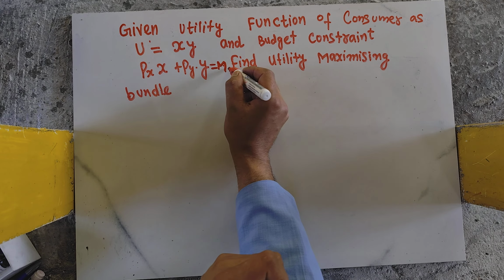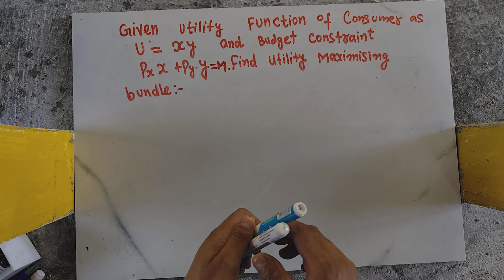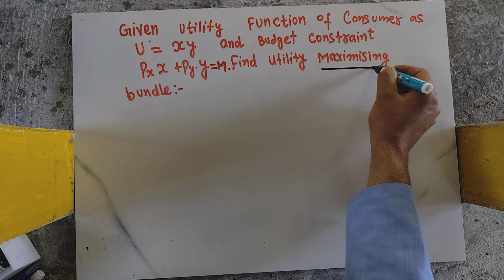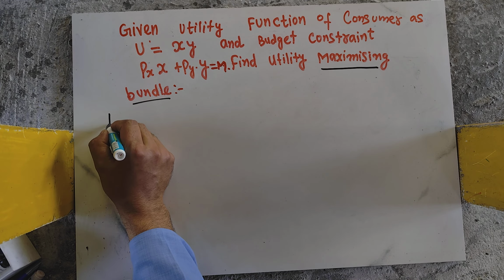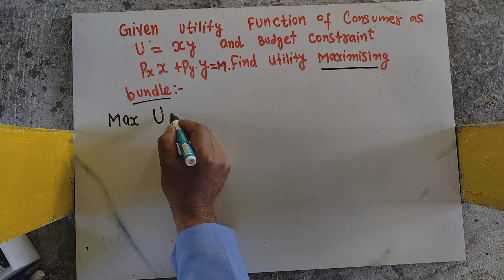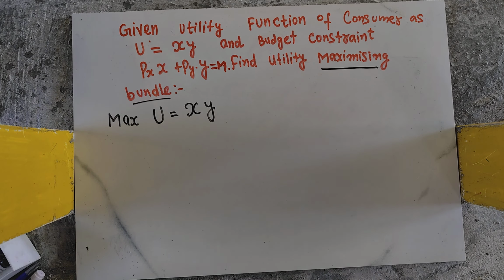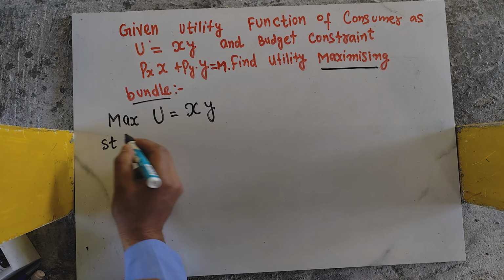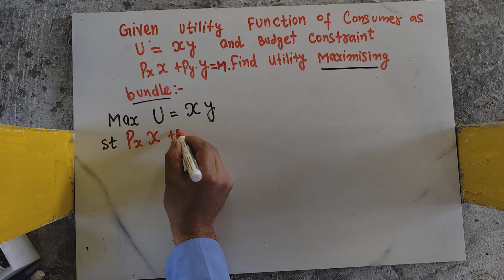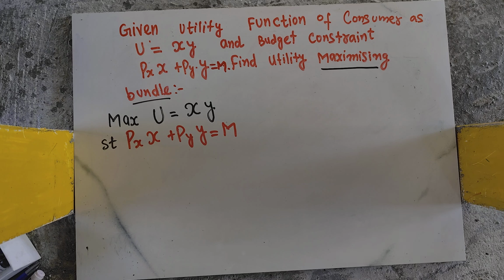Okay, we want to find out the utility maximizing bundle, that is we want to find out the demand function for good x and y. Since we want the utility maximizing bundle, this question is actually the utility maximization problem. That means the consumer wants to maximize the utility derived from the consumption of two goods, which is x times y, subject to the budget constraint that he is facing, that is price of good x times units of good x plus price of good y times units of good y, and it should be equal to the income of the consumer.